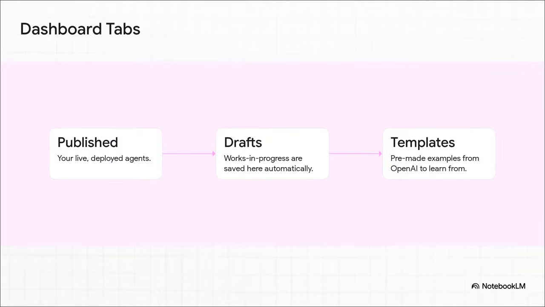The dashboard itself is super clean, broken down into 3 tabs. Published? That's pretty straightforward. It's where your live agents go. Drafts automatically saves your work as you go, which is just a fantastic little safety net. And then there's templates. Honestly, this is where I think everyone should start. OpenAI has given us these pre-built examples that you can just pull apart and see how they work. It's the best way to learn what this tool can really do.